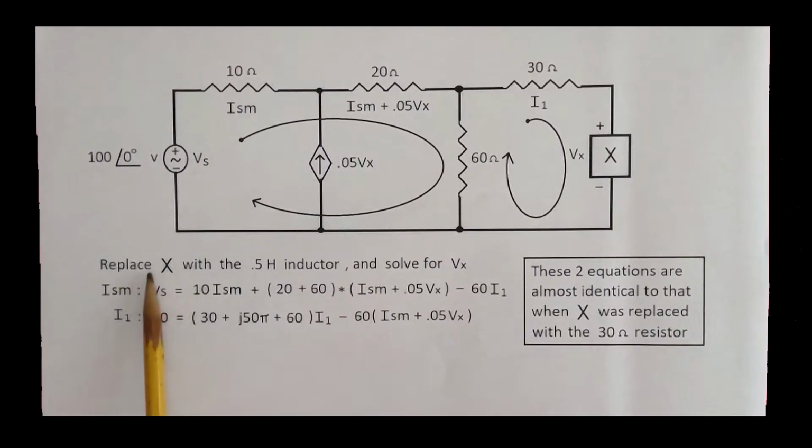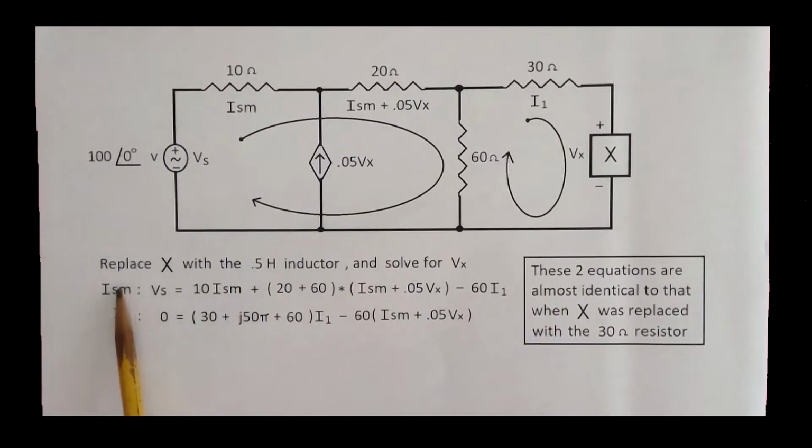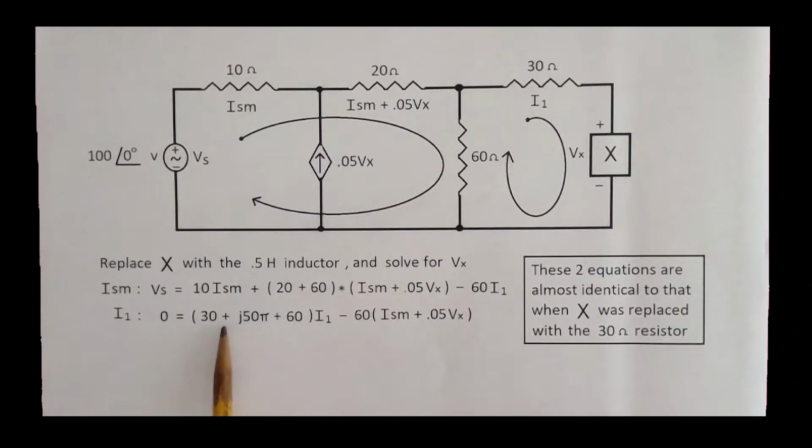Here we replace X with the 0.5 Henry inductor, and we still solve for Vx. And we're still using the same supermesh. And as I commented over here, these two equations of the supermesh and I1 are almost identical to when X was replaced with the 30 ohm resistor. With a 30 ohm resistor, we had 30 plus 30 plus 60.